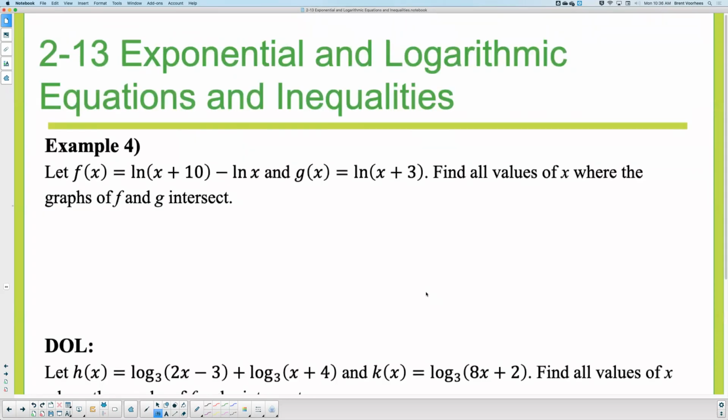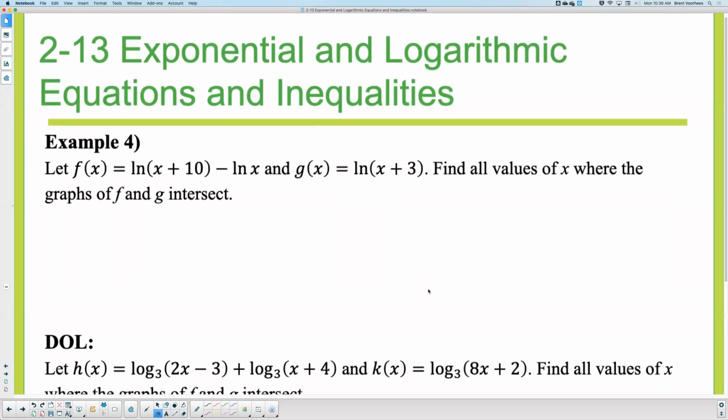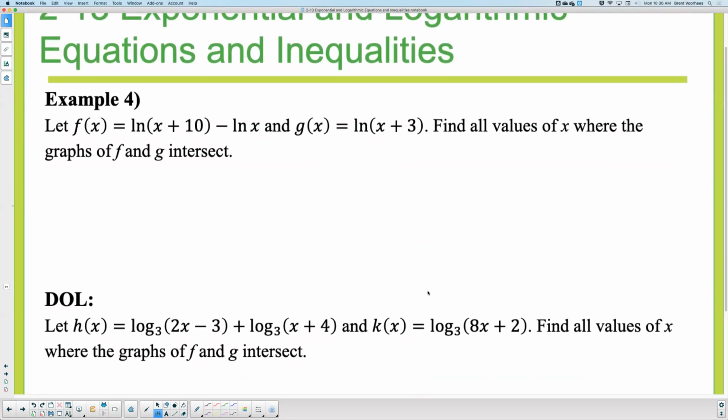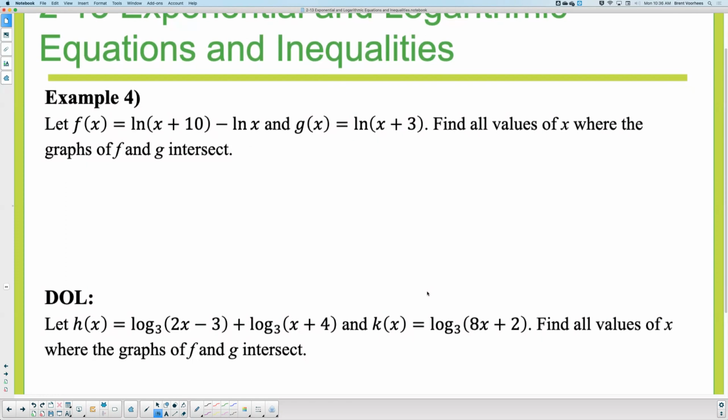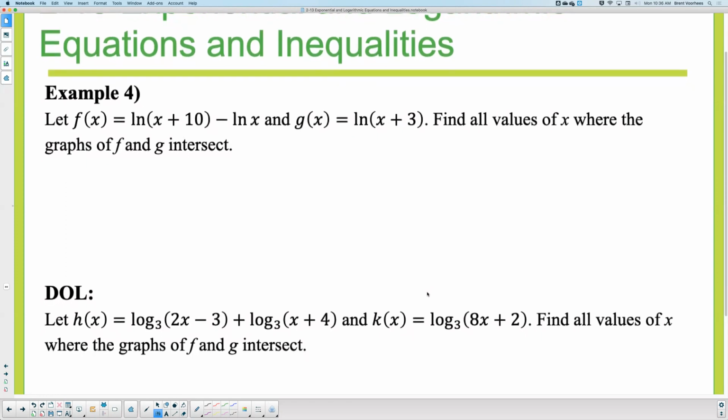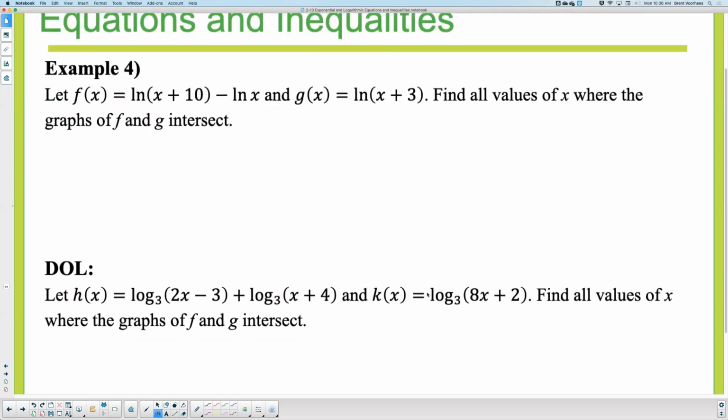Let's take a look now at example 4. It says let f of x equal the natural log of x plus 10 minus natural log x, and g of x equal natural log of x plus 3. Find all values of x where the graphs of f and g intersect, which means we want to know where these two are equal to one another. If they intersect, mathematically f and g have to equal each other. That's where they would intersect.